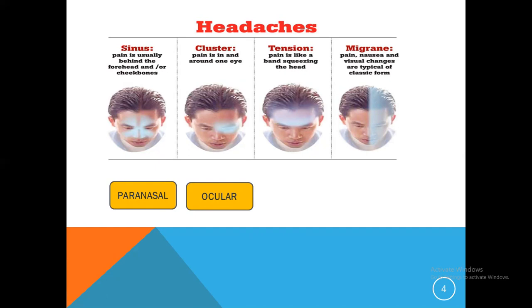Tension type headache is like a band. That means the pain is like a band squeezing the head, and migraines are usually unilateral. The pain, nausea, and visual changes are typical of the classic form of migraines.